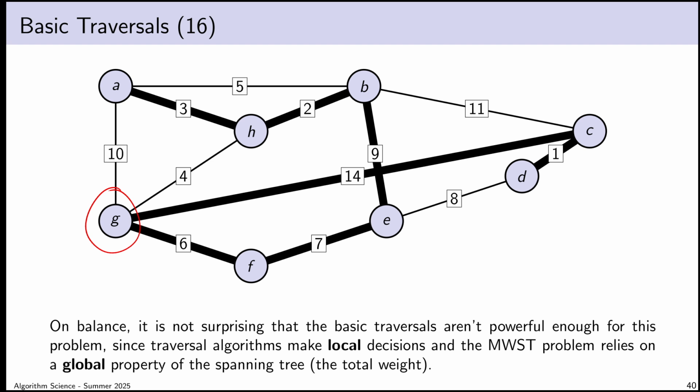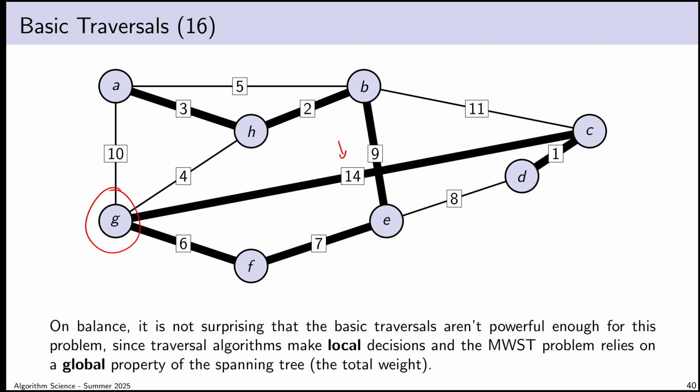They're not quite powerful enough because they're making relatively local decisions, and it does make sense that the minimum weight spanning tree problem, that is the minimization aspect of it, relies on a pretty global property, which is the total weight of all edges together, not just the weight of which edge I choose next, leaving a particular vertex. So what do we do?